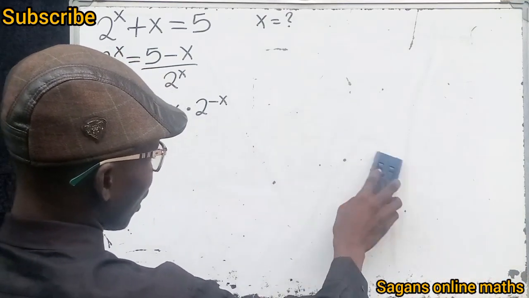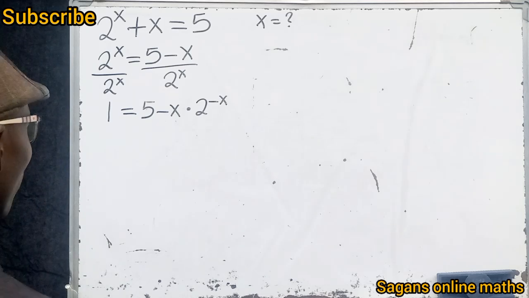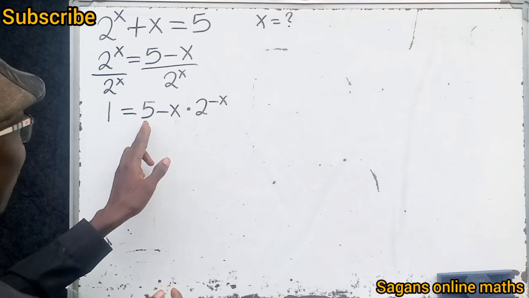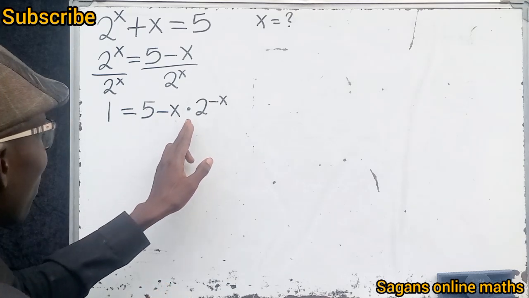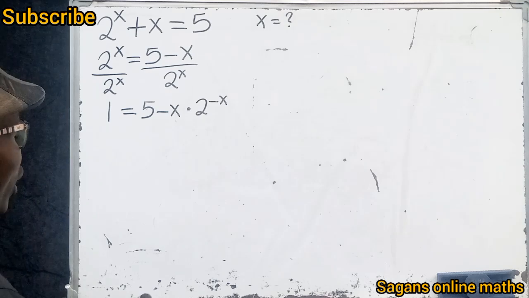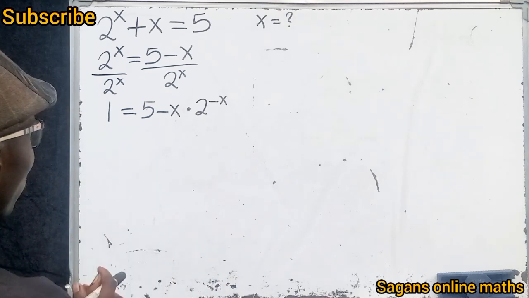So let me remove this from here. Now look at what you are going to do. Now you can look at this problem very well. We are having 1 equals 5 minus x multiplied by 2 raised to the power of x. Now what are we going to do here? Now you'll be wondering what are we going to do? Wow, there's no solution again.